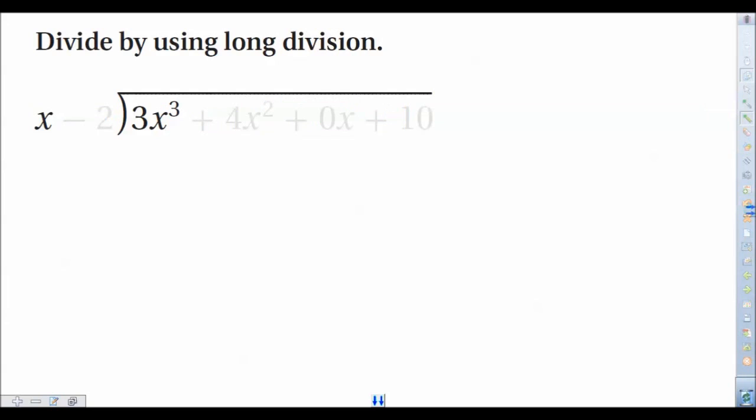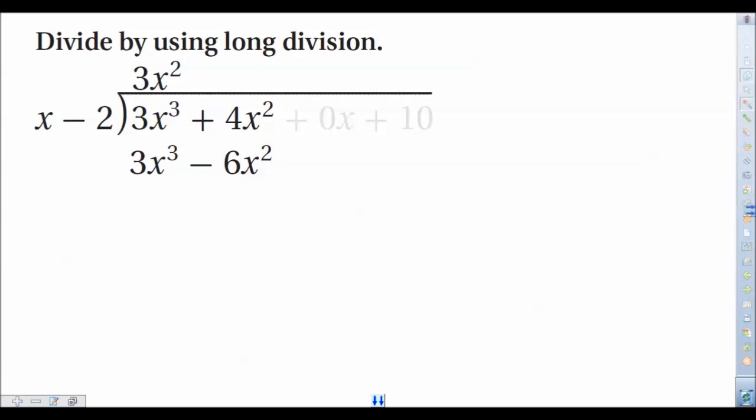So the first step here, focus only on the leading terms for both: x going into 3x cubed, or in other words, take 3x cubed and divide it by x. Notice here that x will cancel out with one of those x's, leaving you with 3x squared. What happens next? Yeah, we're going to multiply 3x squared times that x minus 2, keeping in mind to do the distributive property. So 3x squared times x gives us 3x cubed. 3x squared times a negative 2 gives us negative 6x squared.